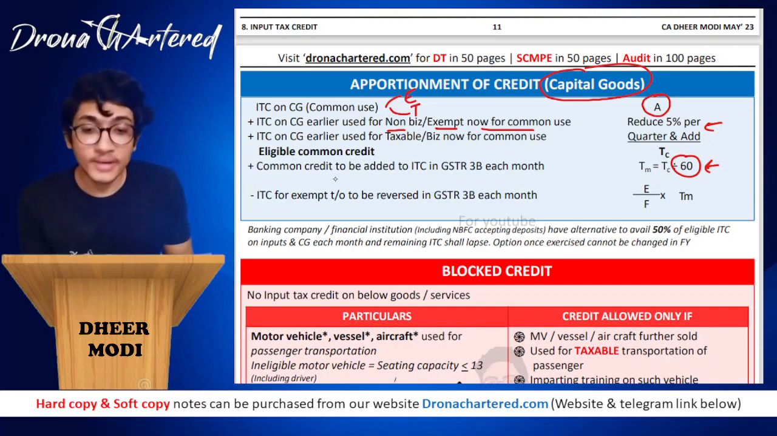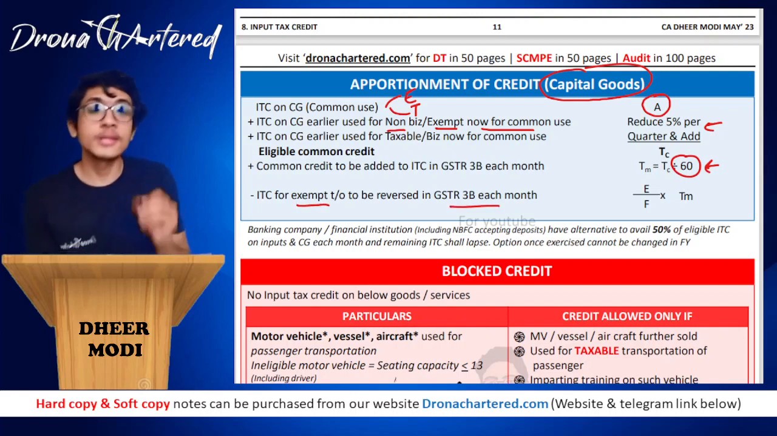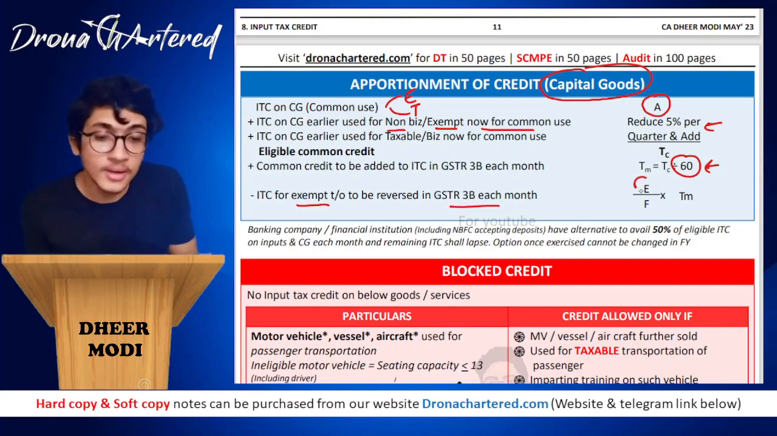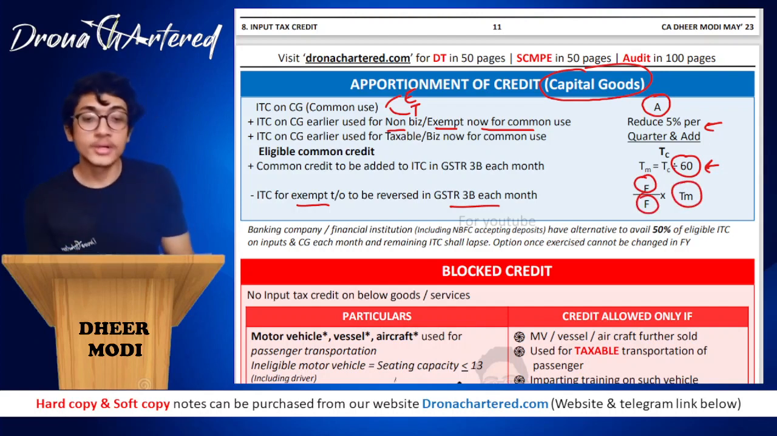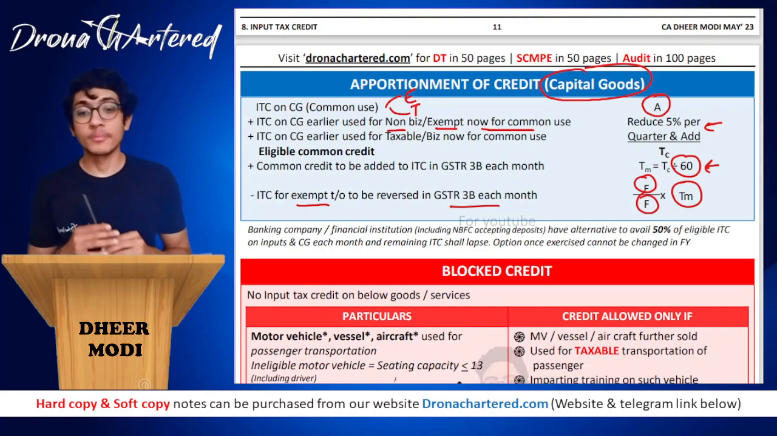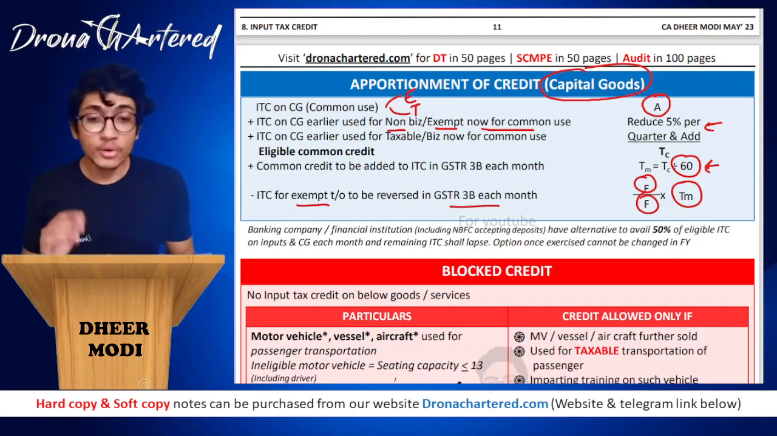And what you will be subtracting? ITC for exempt turnover to be reversed in GSTR 3B each month. This is again the same, exempt turnover upon total turnover into your TM. Okay, got it? So first you added, then you subtracted your ITC which is being used for exempted turnover. Clear? So I hope this is clear.